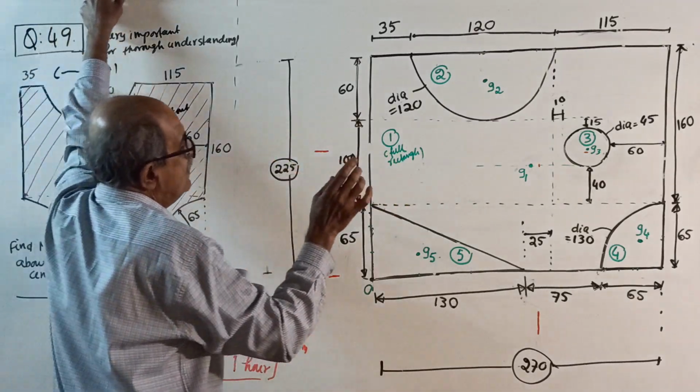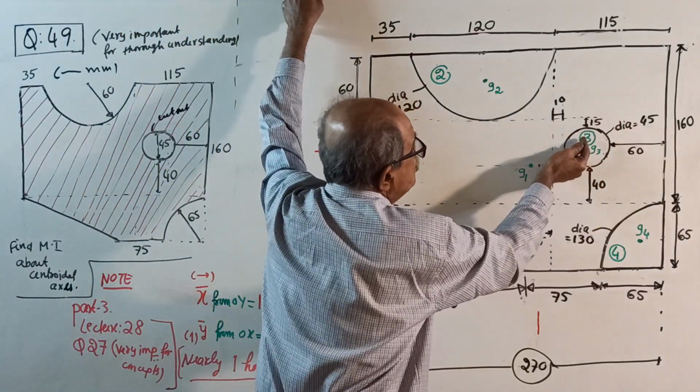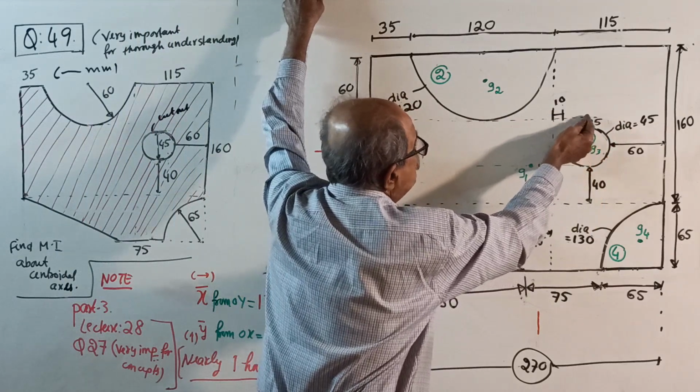Now see how this 40 came. How this 15 came. 15 is what? From the top edge of the circle to this junction.